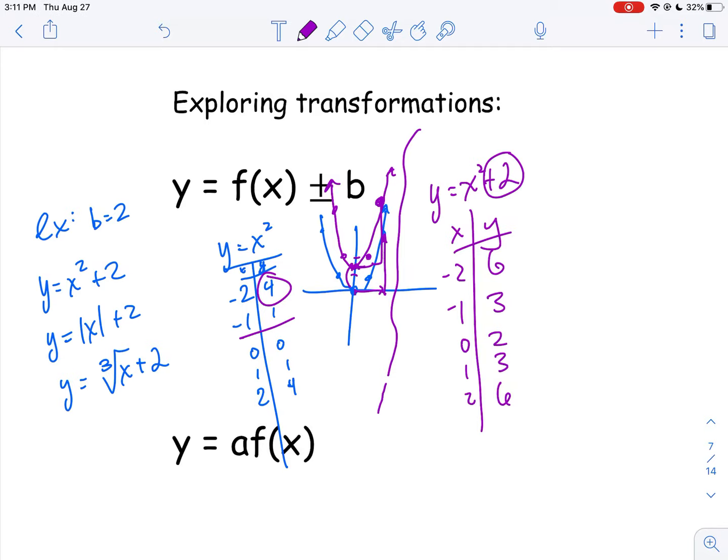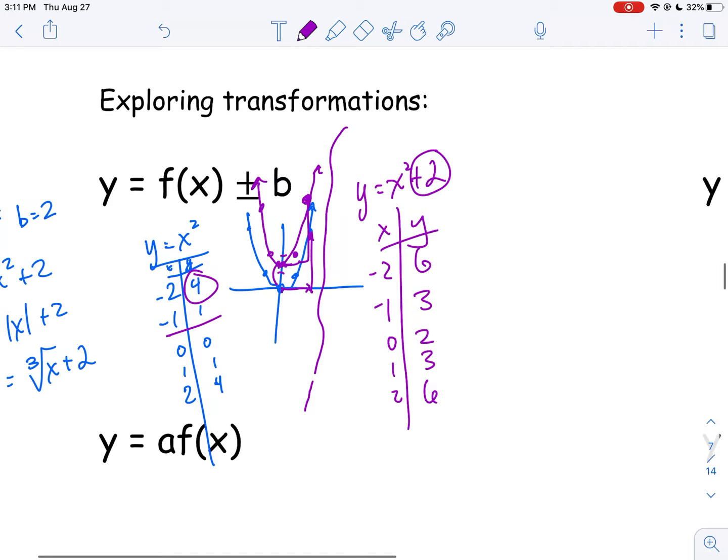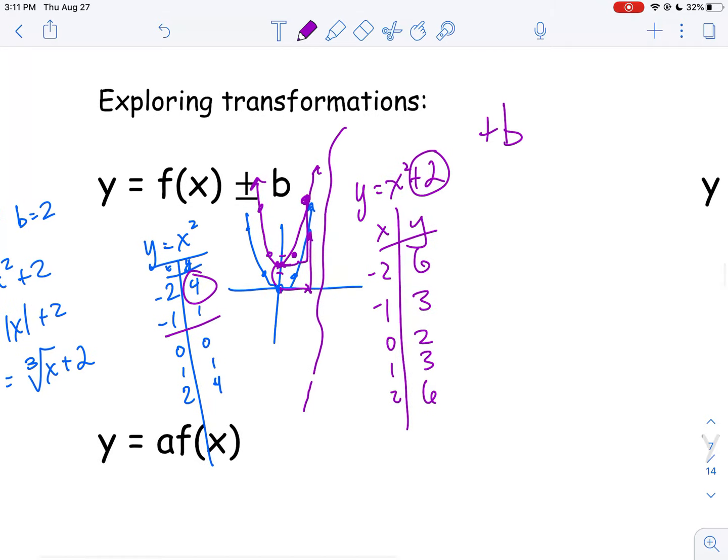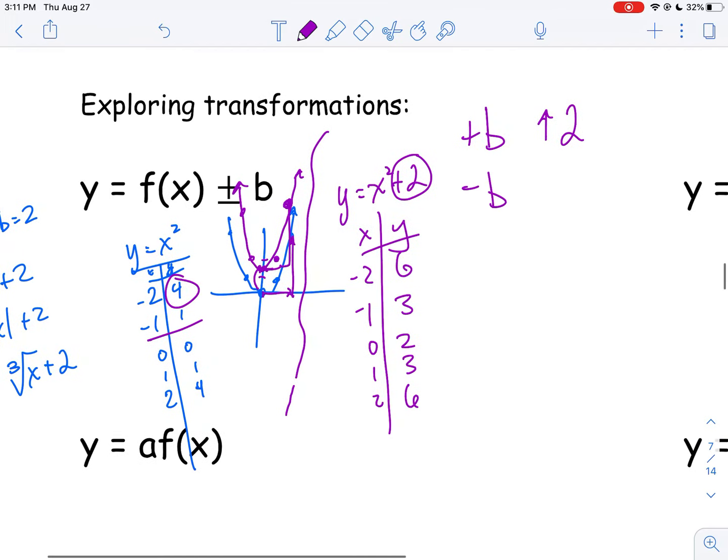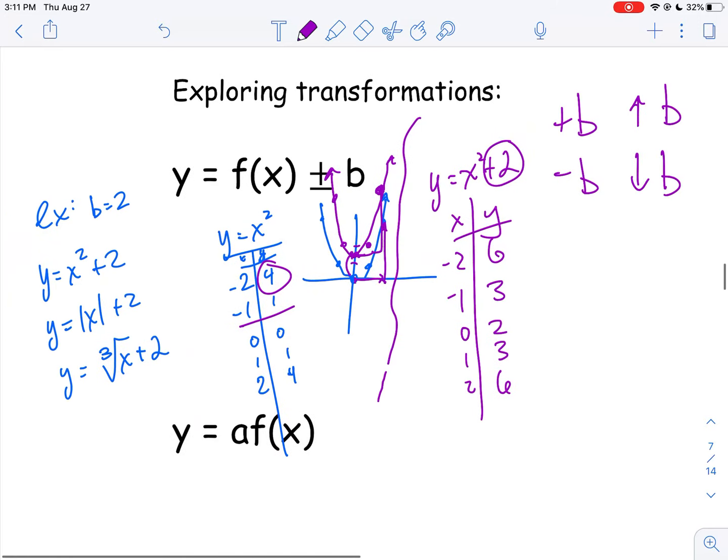Okay? So I know that's a lot there, but plus b is just going to move the function up b. Minus b is going to move the function down b. It depends what that number is. So let's try another example here.